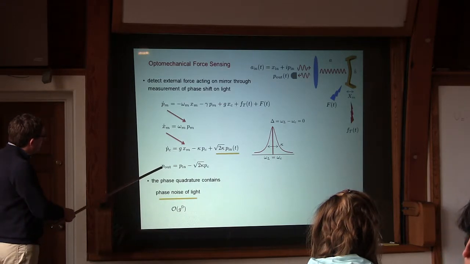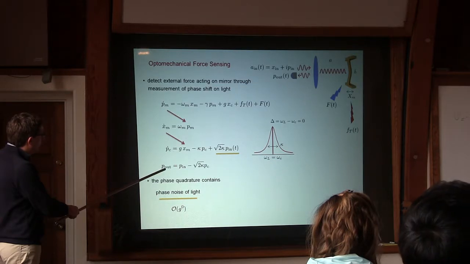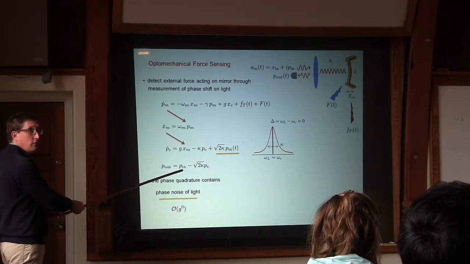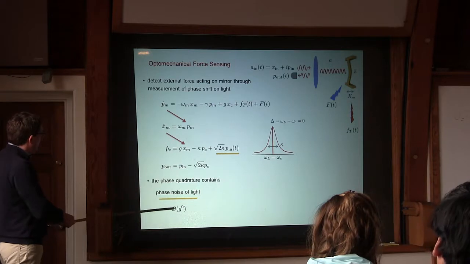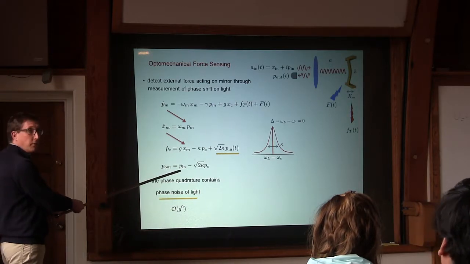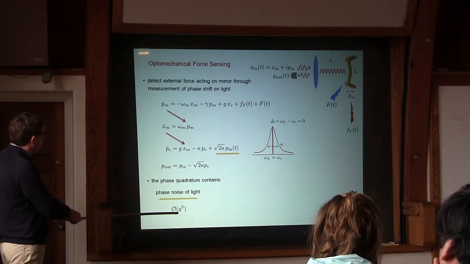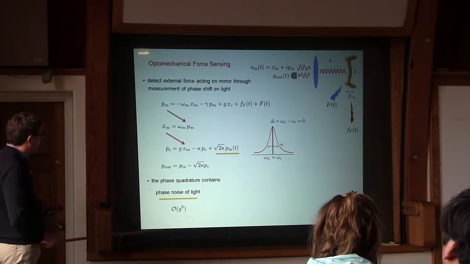So if we measure the phase quadrature of the output field of the cavity, we would certainly find some initial phase noise that is independent of the optomechanical coupling. So that is of order 0 in the optomechanical coupling G.